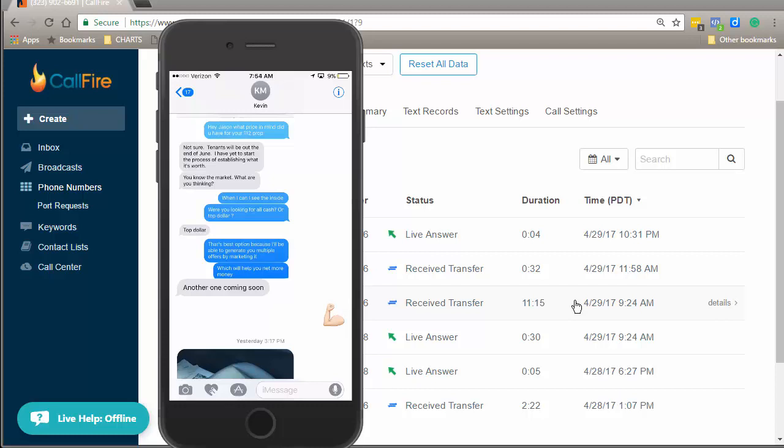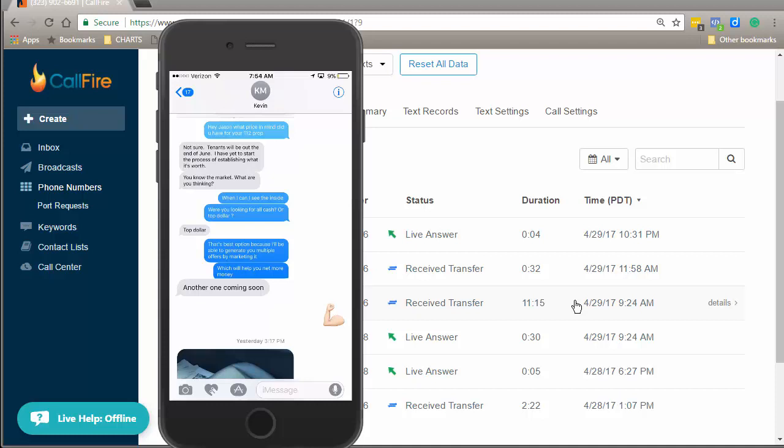And it says, when can I see the inside? Were you looking for all cash or top dollars? This is key, all cash or top dollars. He knows the seller is looking for, come on, top dollars. But he's asking that question so he can continue the conversation with the actual seller.